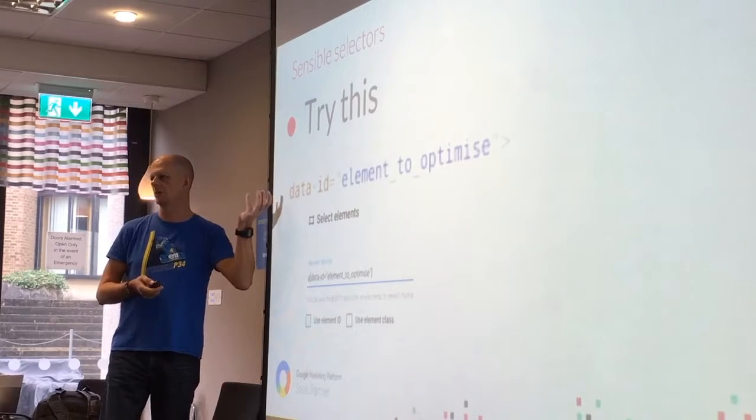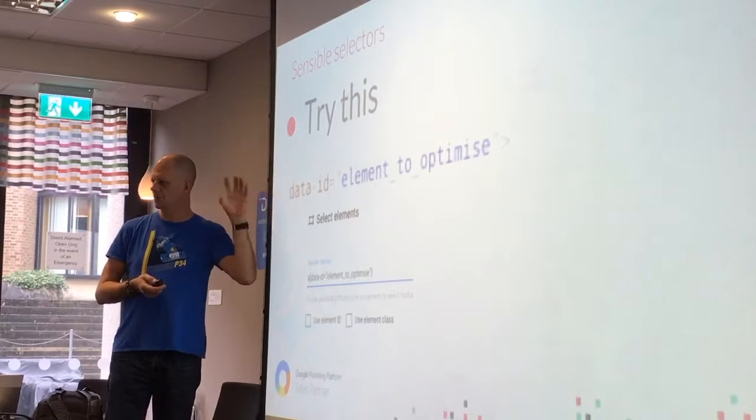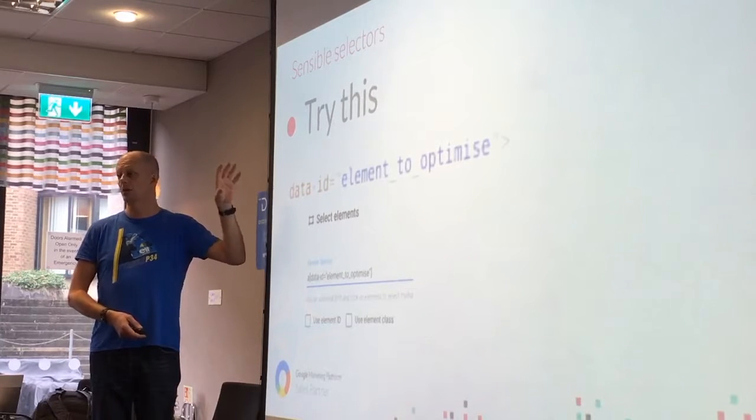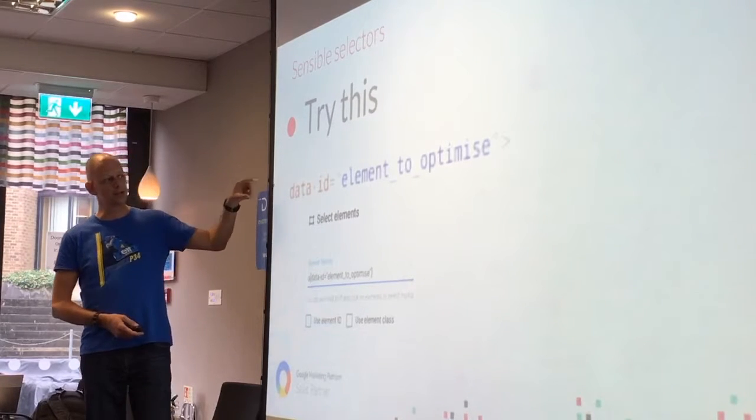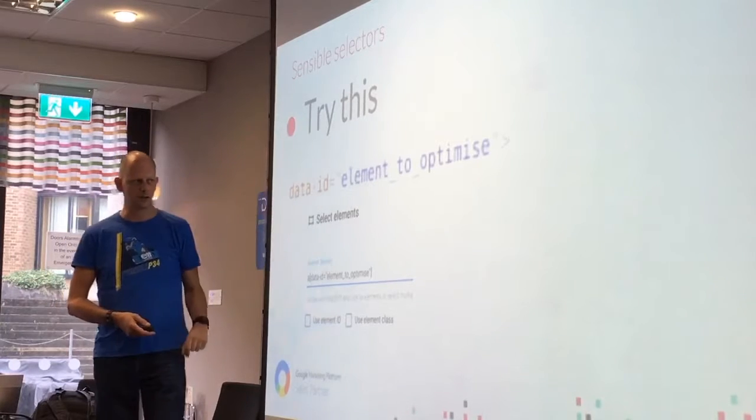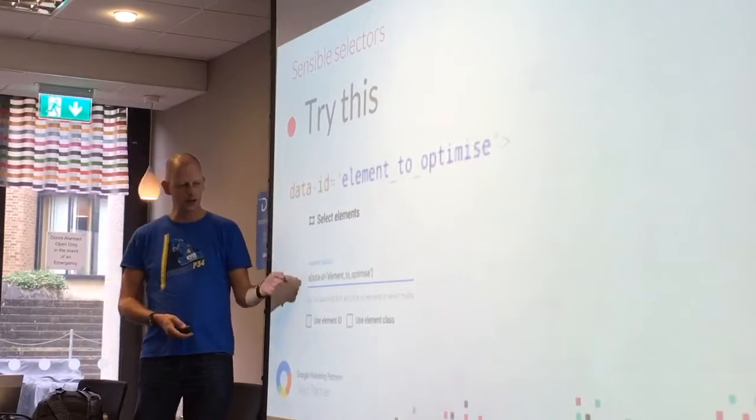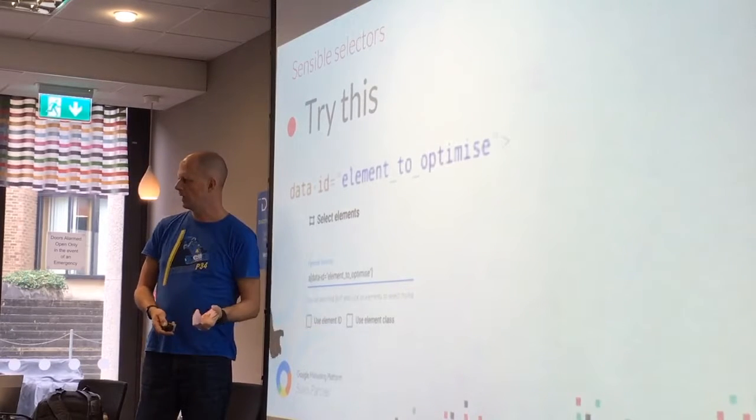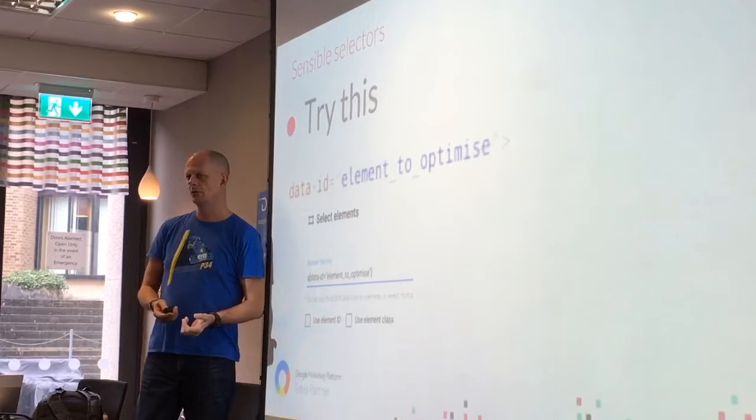Use your own custom attributes on your elements to target those things that you know are important, that you want to measure, and that you know you're going to test. So you can say my data ID is whatever my element to optimize is, make that unique, and then I can reference that in here, this is a link, and Optimize is quite happy with that. It's not going to change, it's quite stable.